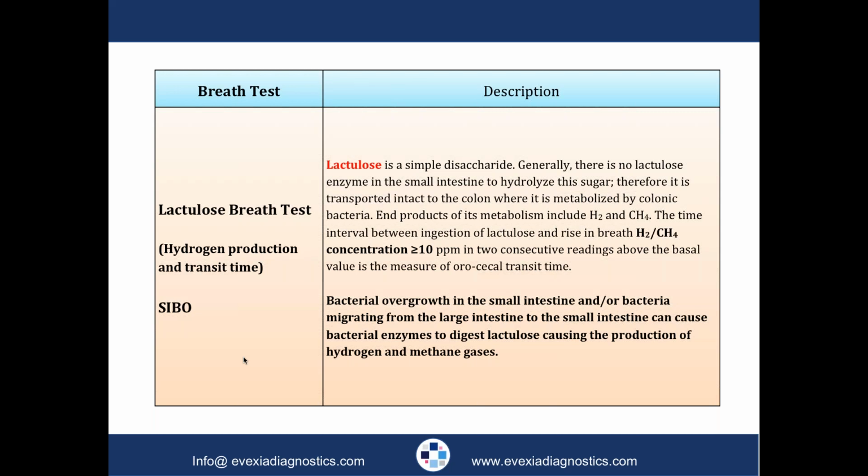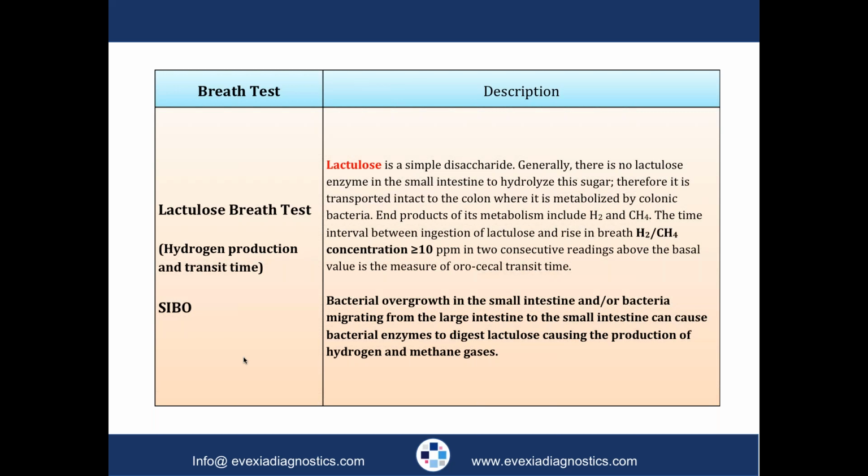But the main thing to keep in mind is that the bacteria will digest the lactulose, and the end product is what? It's hydrogen gas and methane. And the time interval between ingesting the lactulose and the rise in both of those gases' concentration, if it gets over 10 parts per million in two consecutive readings, that's an indication of problems with transit time.